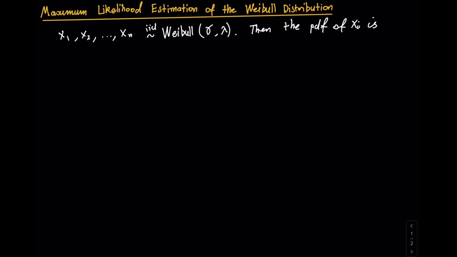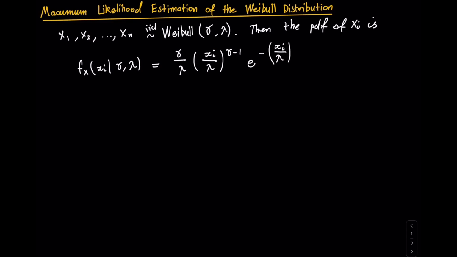So it would be f subscript X of xi given gamma and lambda is equal to gamma on lambda, xi over lambda to the power of gamma minus 1, e to the power of negative xi on lambda to the power of gamma. And this is true for xi greater than or equal to 0.